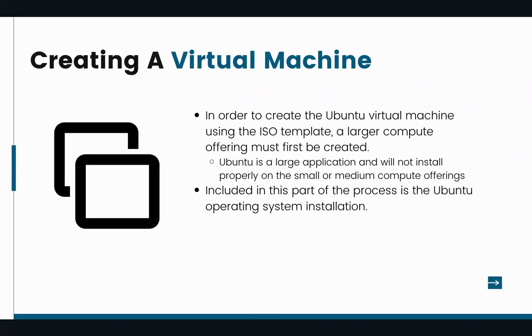Creating a virtual machine. The next step of this process involves creating a virtual machine out of the new template or ISO. Ubuntu is a large operating system and will not install properly on the compute offerings that come default with CloudStack, which are small and medium. Before creating the new virtual machine, I need to first create a large compute offering, which is a quick and simple process, so that I can install Ubuntu on the virtual machine.